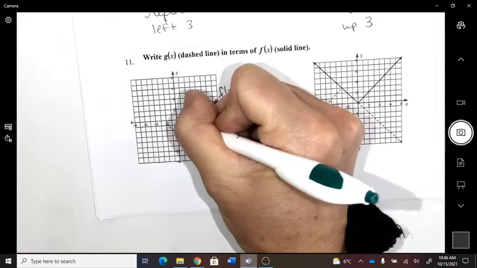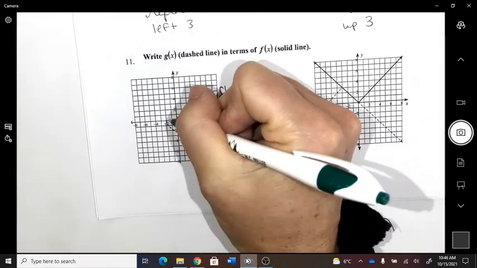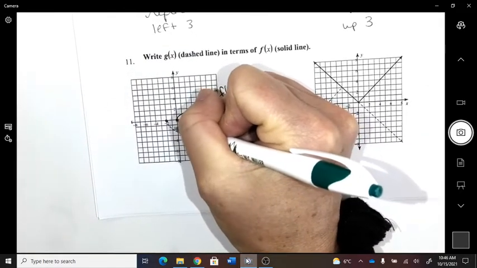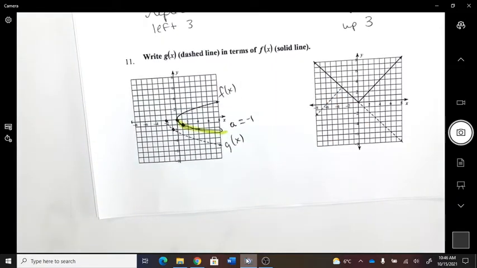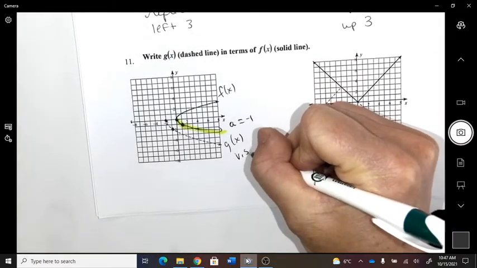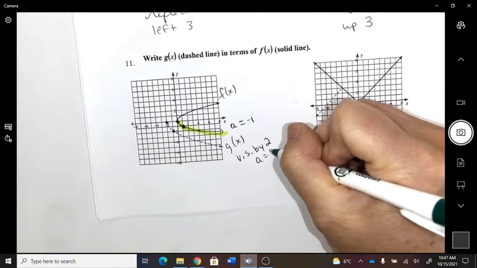I'm going to look at this. So this to this was kind of like a 1-and-1 move. Oh, that's not the same kind of pattern. What maybe has happened? I'm stretching the points away from each other. So that's an A of 2.